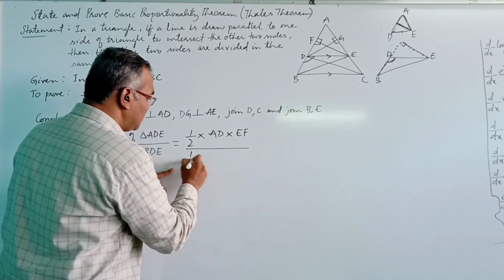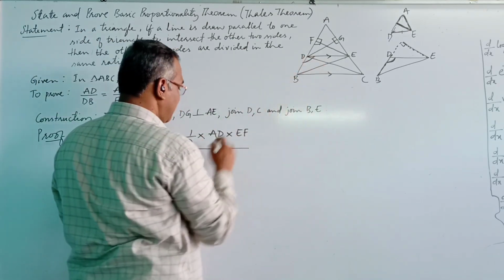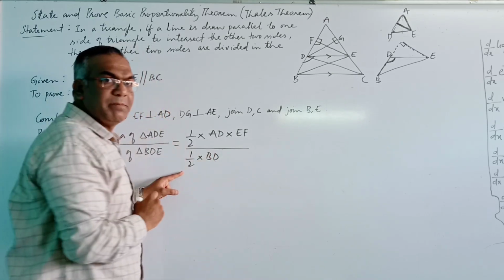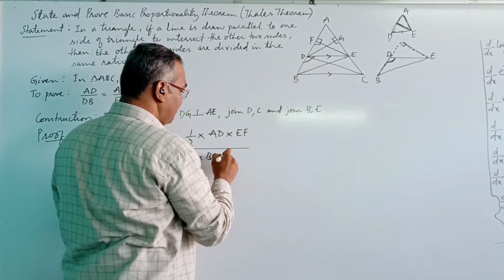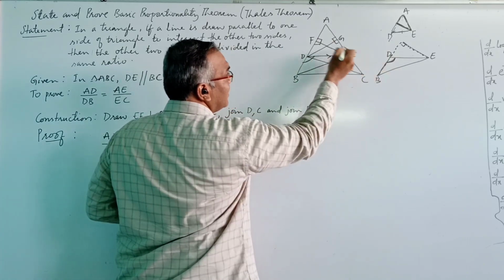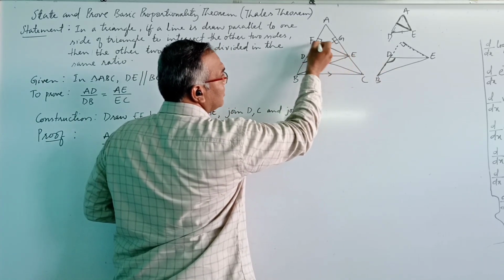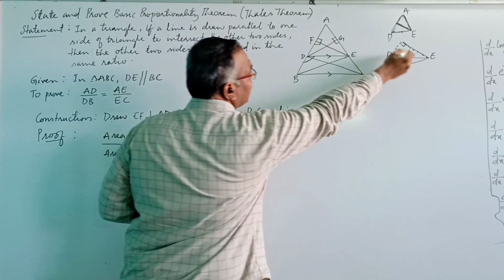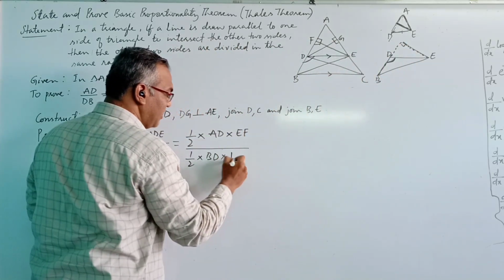So half into, I am taking BD as base. BD is base. Then what will be the height? Extend BD, just like I showed you here, and draw a perpendicular. This is the perpendicular drawn, right? EF, like I showed you here. So EF is the height.